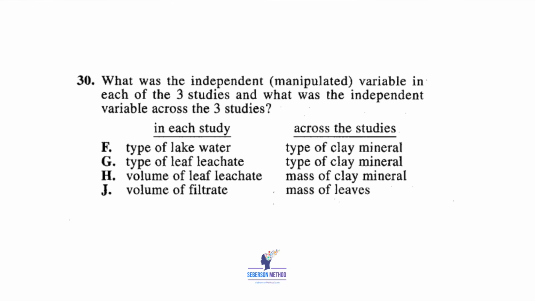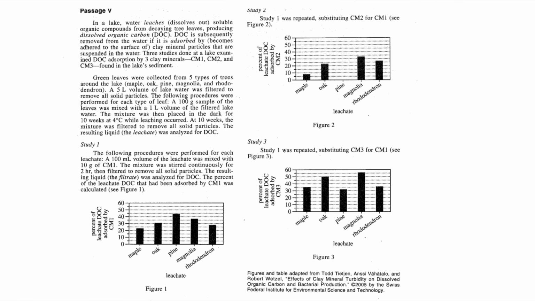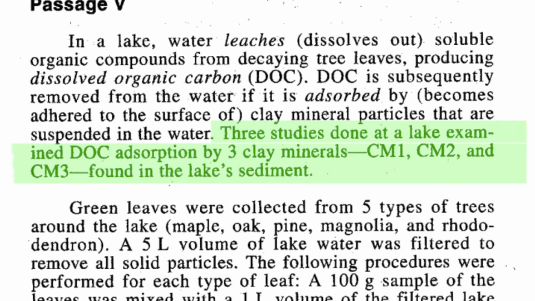So this is another example. This is from a far more recent ACT. This is from Form A10. It's question 30. What was the independent variable in each of the 3 studies, and what was the independent variable across all 3 studies? Let's take a look. In study 1, study 2, and study 3, what was the thing that was varied? If we scan here really quickly, we're going to see that 3 studies done at a lake examined DOC absorption by, drumroll, 3 clay minerals, CM1, CM2, CM3.